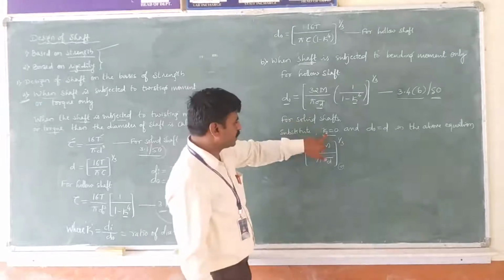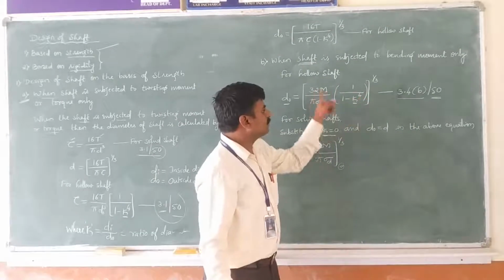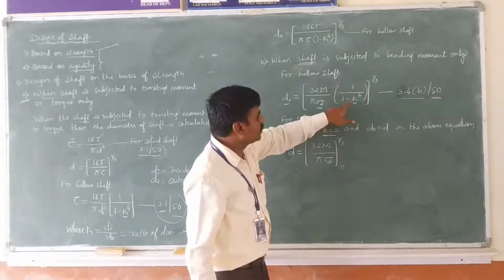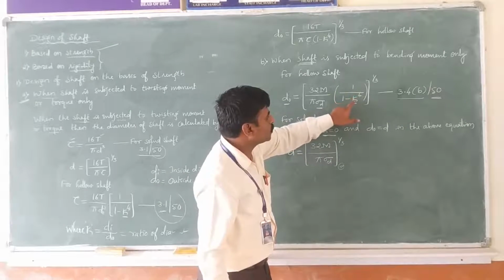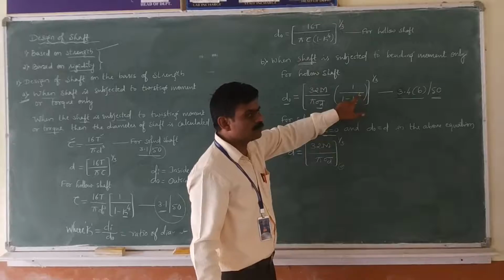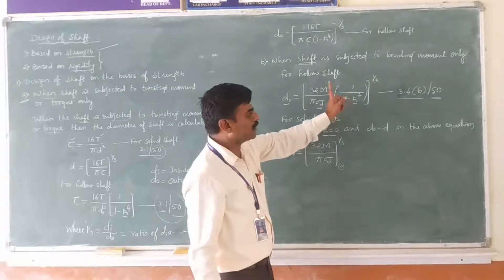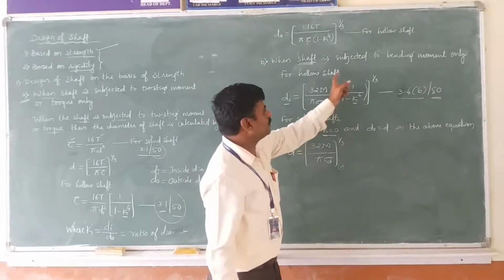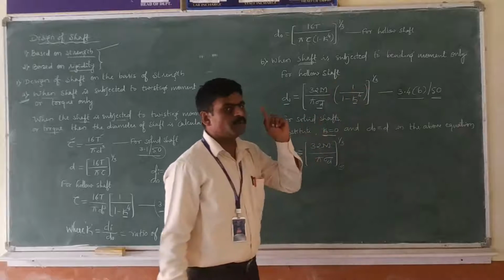Now k is equal to 0. In this equation, where is k? K is here. Substituting k is equal to 0 means k raised to 4 is 0 raised to 4, which is 0 only. 1 minus 0 is 1, so 1 divided by 1. That means this particular term reduces to 1.